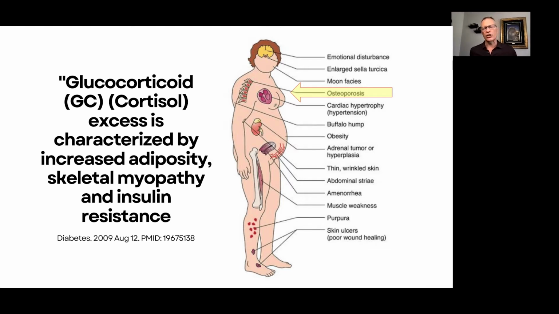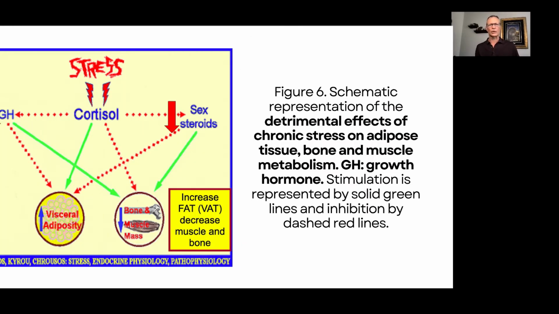A classic condition of excess stress hormones is called Cushing's disease, and that's often related to a pituitary tumor. And this is going to be bad for the entire body, but notice that osteoporosis is one of the manifestations. The heart goes bad, people become obese. It's just not something we wish on anybody. And then a different way of looking at it.